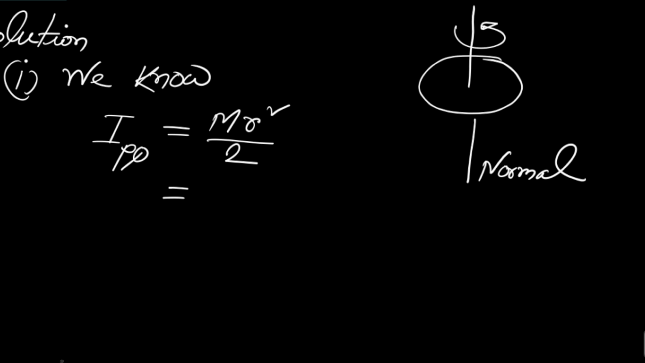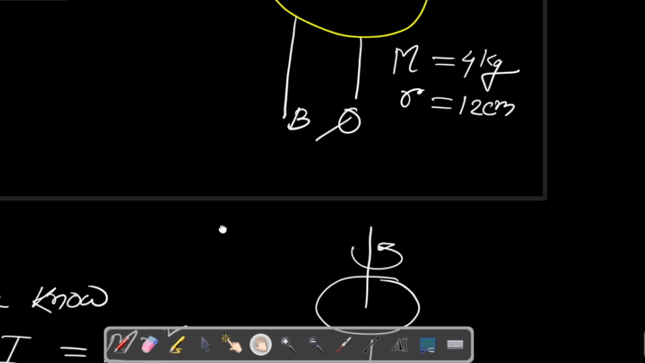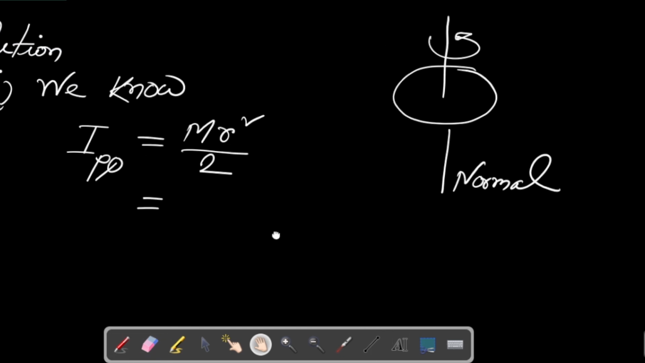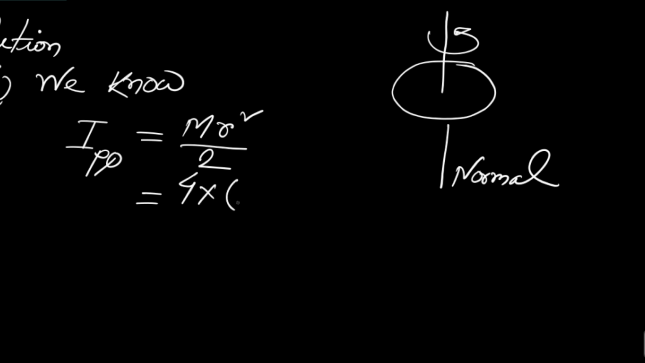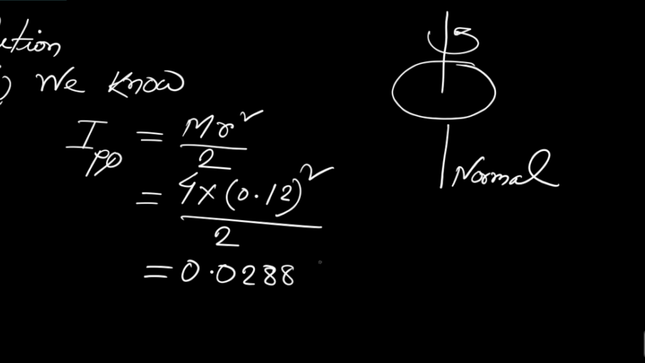So what is the mass of the object? The mass of the object is 4 kg and the radius is 12 centimeters. We write 12 centimeters converted into meters, 12 divided by 100, whole square, divided by 2. Now our duty is to find the value of the moment of inertia. 4 into 0.12 whole square divided by 2. The value is 0.0288 kg meter square.